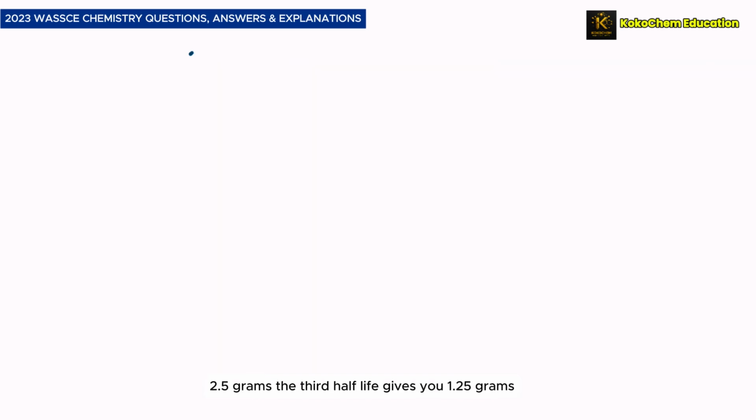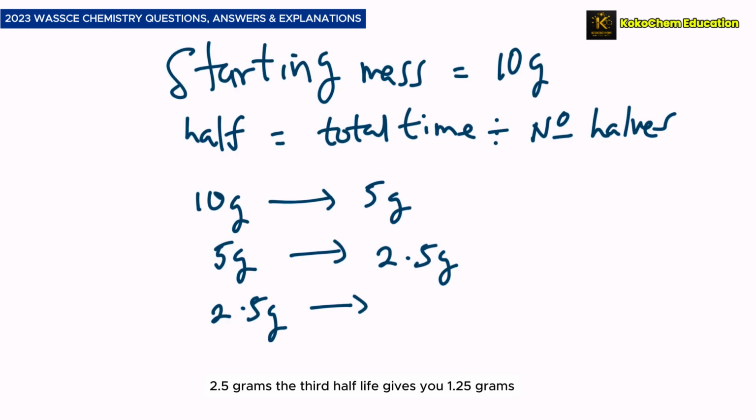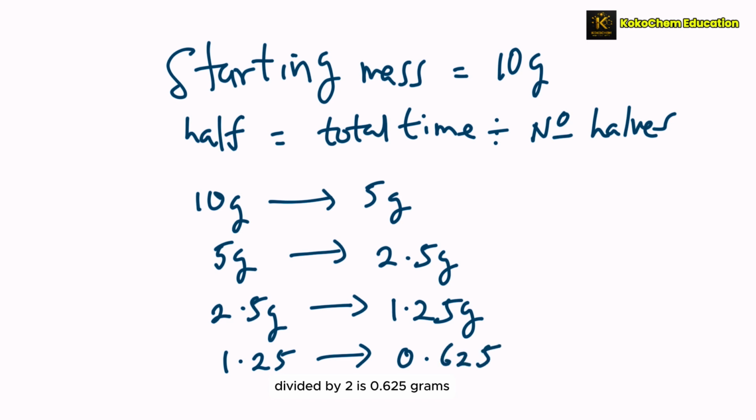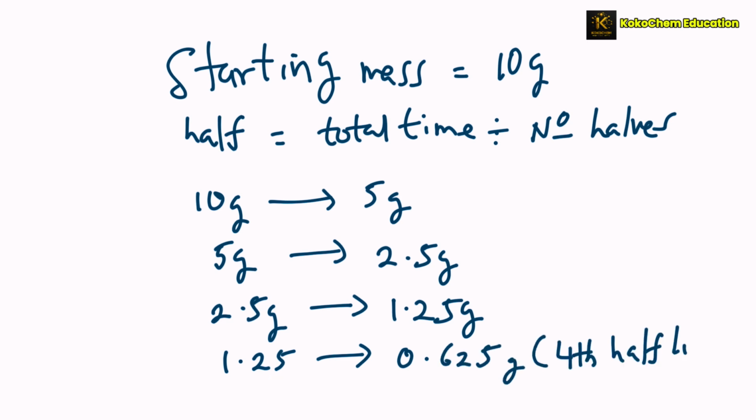The third half-life gives you 1.25 grams. And then the fourth half-life gives you 1.25 divided by 2, which is 0.625 grams. So it took 4 half-lives for the 10 gram sample to decay to 0.625 grams in the question.